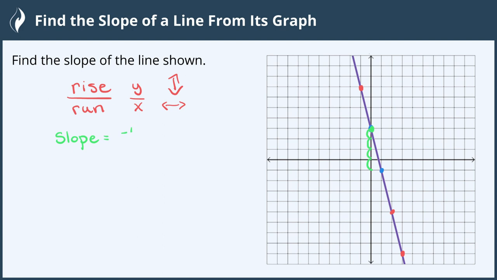went down 4 units. And now I'm going to see how many units I need to move to go left and right to get to the next point. From here, I move 1 unit to the right. Going to the right is a positive direction, so it's a positive 1 for the run. And then we simplify. -4 divided by 1 is a slope of -4.